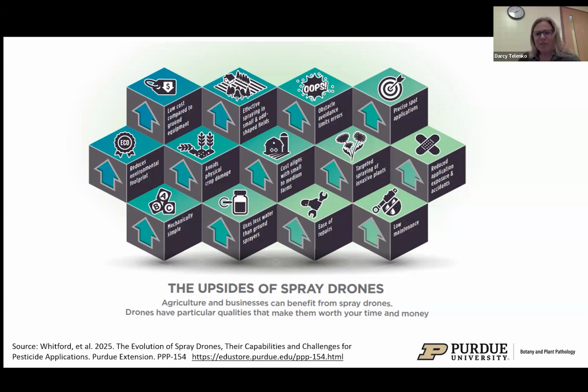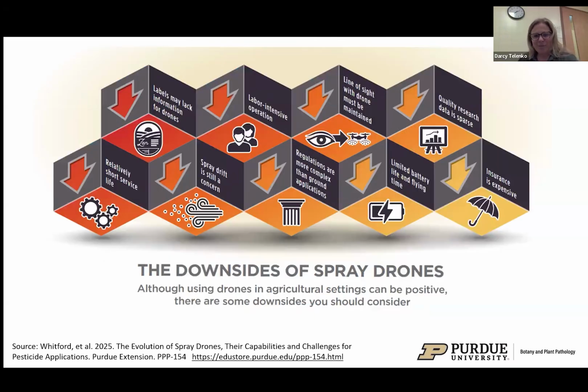The other side of it, though, is you need to think about the downside of spray drones. A lot of these are things we've learned over time as we continue to pull these in and learn them in our system. Maybe there's a short service life on the drones. Since we started a few years ago, the types of drones we're using keep changing and we can't keep up keeping the drones going. Our pesticide labels, this is the one thing I really want to emphasize: we really need to read our labels closely and see if there may not be any information for drone use.